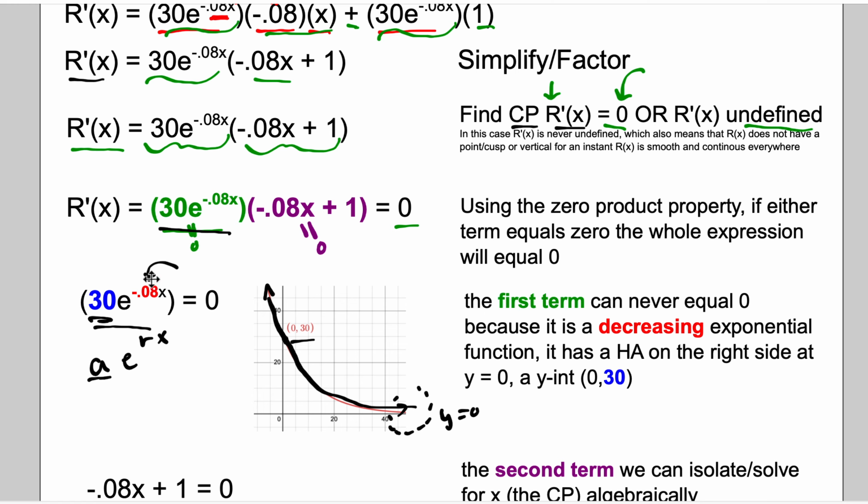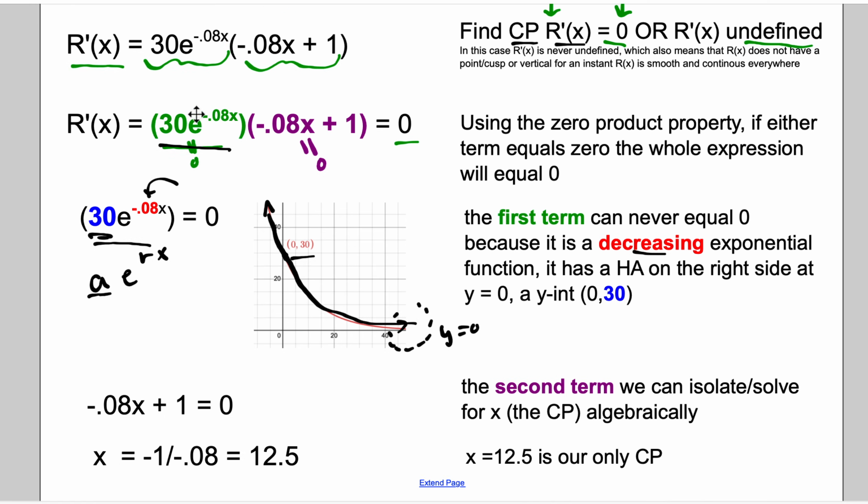So because of that, I can't make this function ever equal 0 because it's a decreasing exponential. So I can't force that to equal 0. So there's no critical point that comes out of this first term. If I take the second term right here and I set it equal to 0, negative 0.08x plus 1 equals 0. Now I can solve for x. That's my critical point. I can do that algebraically.